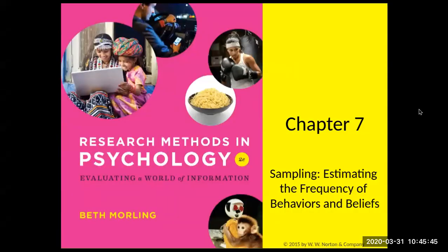We are going into this following our 2 weeks off after chapter 6. And we are going to start chapter 7, which is, as you can see, sampling: how to estimate the frequency of behaviors and beliefs.